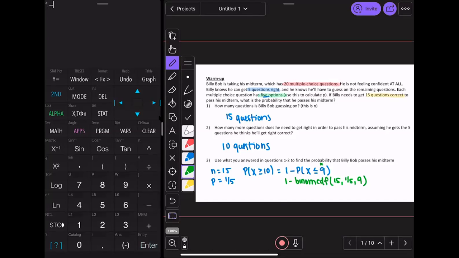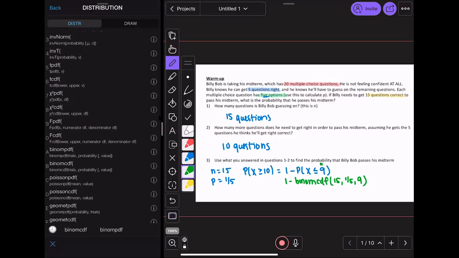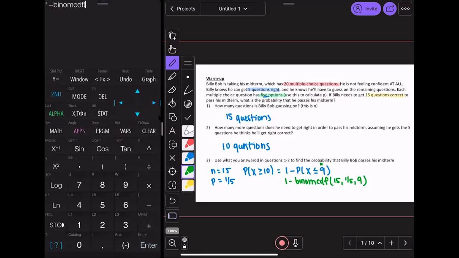So anyways, to put this in our calculator, we're going to do 1 minus, and then to get binomcdf, we're going to hit second vars for distribution. Using this calculator, you can see here binomcdf is right here. And then we put it in the order n, p, k. So 15, comma, 1/5, comma, and then k in this case is going to be 9. So this gives us 0.0001. That's the probability that he passes his midterm.